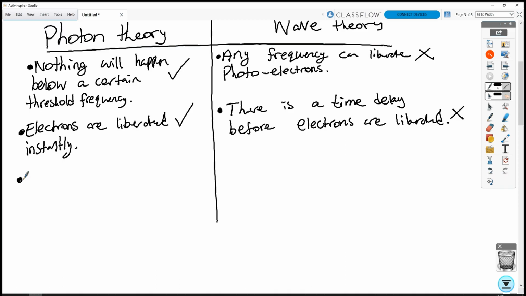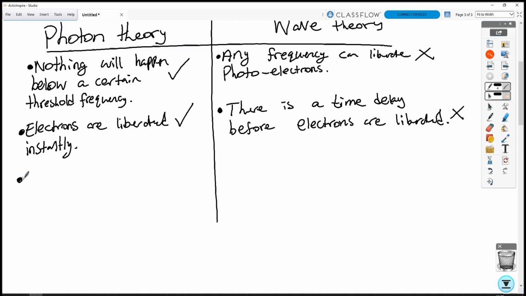However, in the wave theory, if you make the light brighter, you haven't changed the frequency. Because it's a wave, you've increased the amplitude. So that still means that the wave carries more energy if the amplitude is more. So the wave theory says that the kinetic energy, and also the time delay for that matter, should depend on the amplitude, which is the brightness of the light.